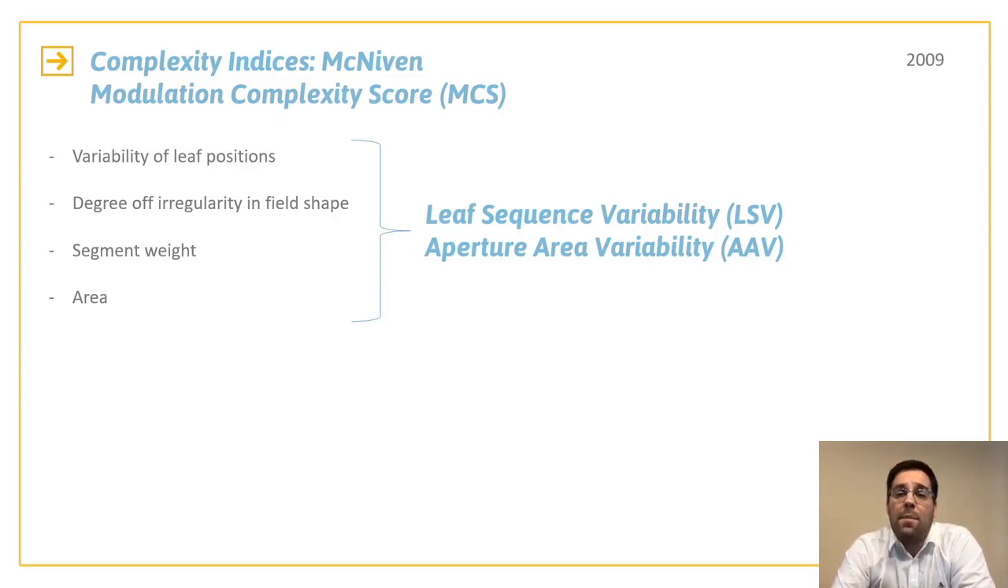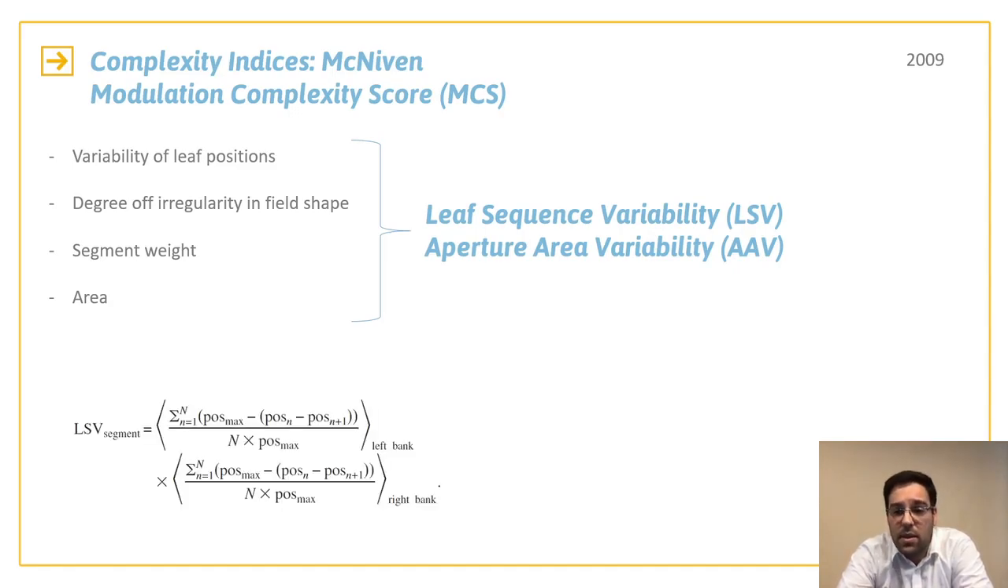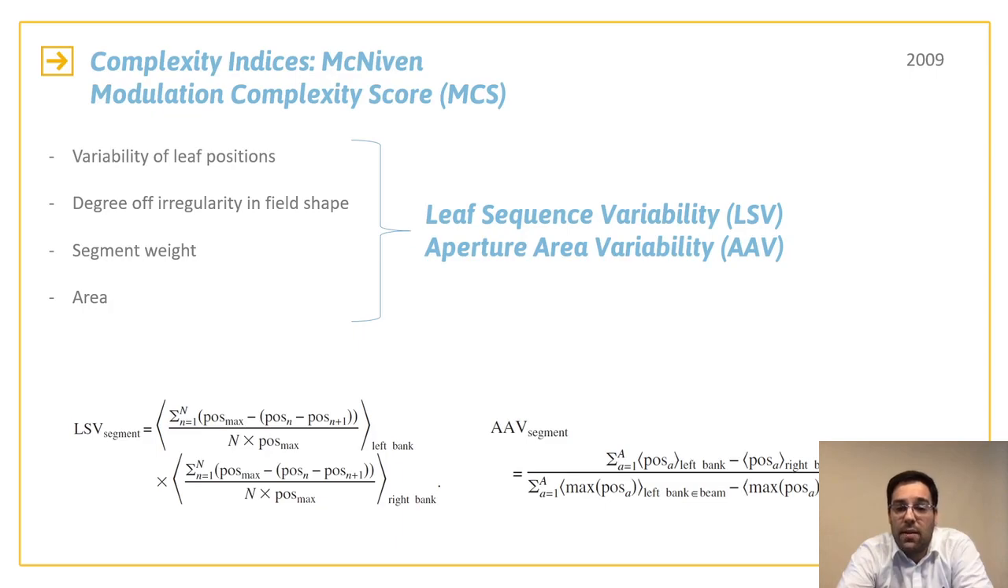Aiming to address the previous items, McNiven proposed the modulation complexity score in order to evaluate the variability of leaf position, the degree of irregularity in field shape, the segment's weight, and the area in a single score. To do that, he proposed 2 parts of the index to be evaluated, the leaf sequence variability and the aperture area variability. The leaf sequence variability is the evaluation per segment of the opposed leaf sizes. The aperture variability is the open area of the segment over the completely irradiated area outline.